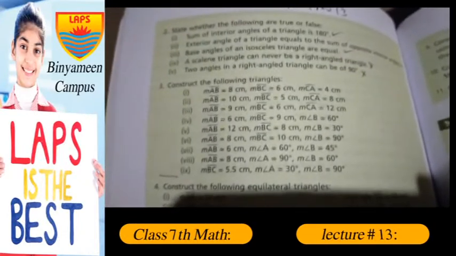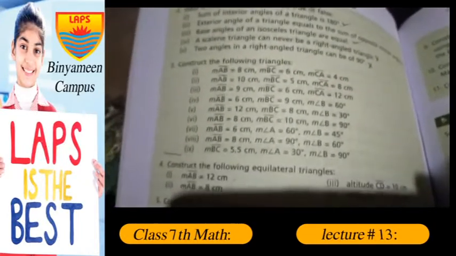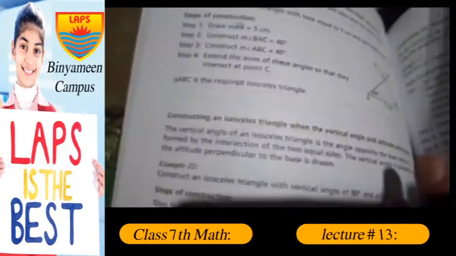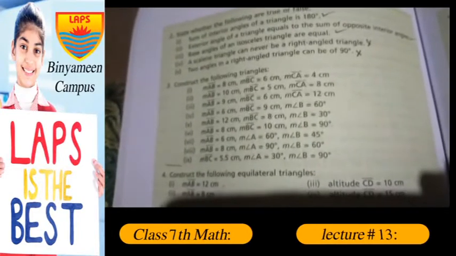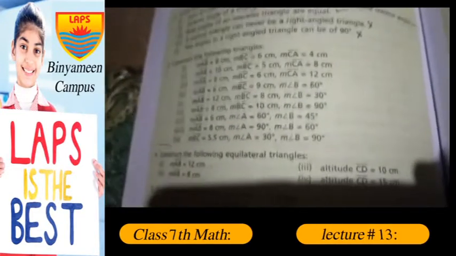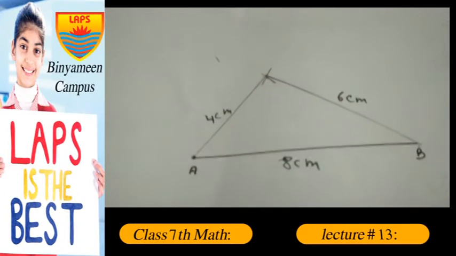Question number 3. Construct the following triangles. AB is equal to 8 centimeter and BC is 6 centimeter and CA is equal to 4 centimeter. Part 1.